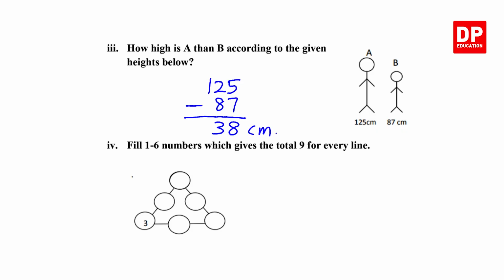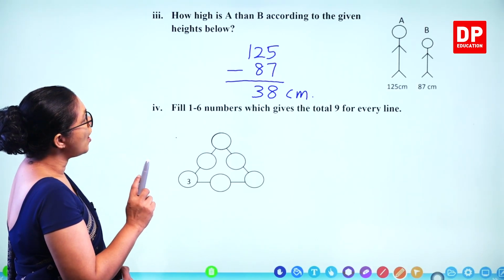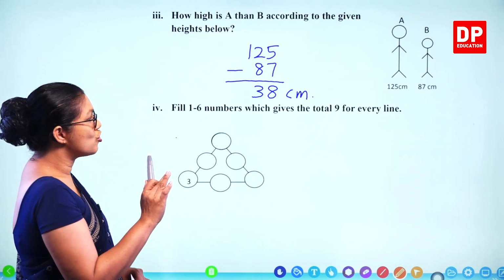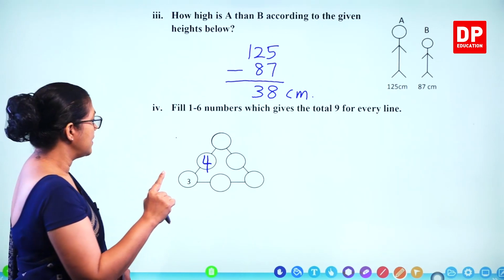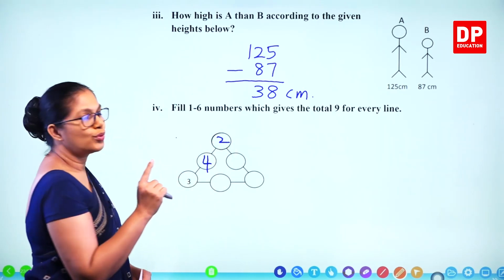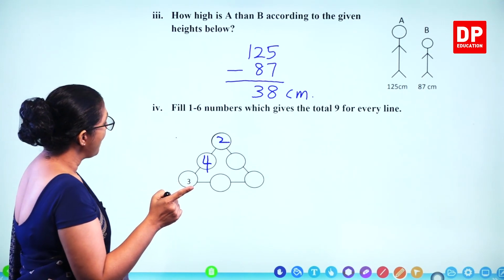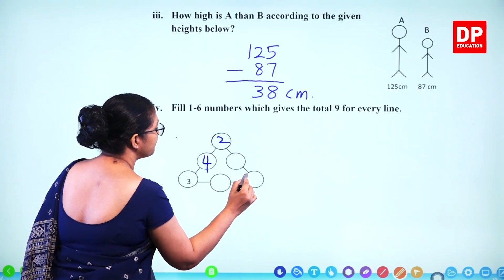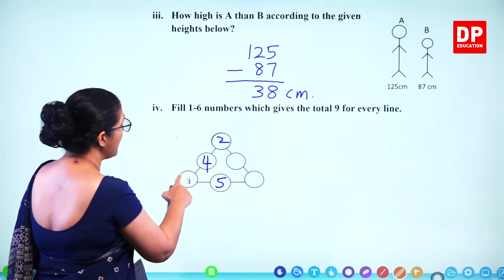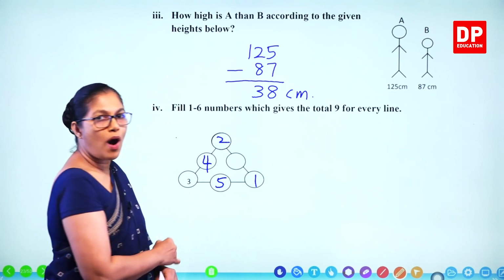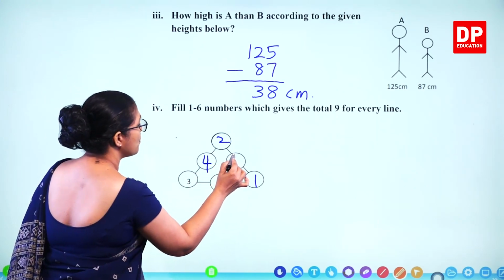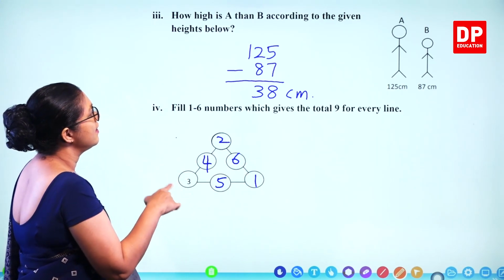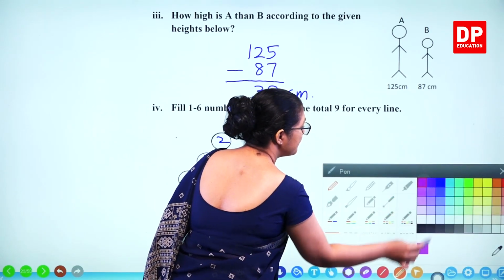Fill 1 to 6 numbers which gives the total 9 for every line. So let's fill numbers 1 to 6 to get the total 9 in each line. So 3 is there. So we'll put 4 here. 4 plus 3, 7. 7 plus 2, 9. Then if you put 5 here, 5 plus 3, 8. And you need 1. That's 9. 2 plus 1, 3. To get 9, you have to put 6 here. So then we get the total 9.